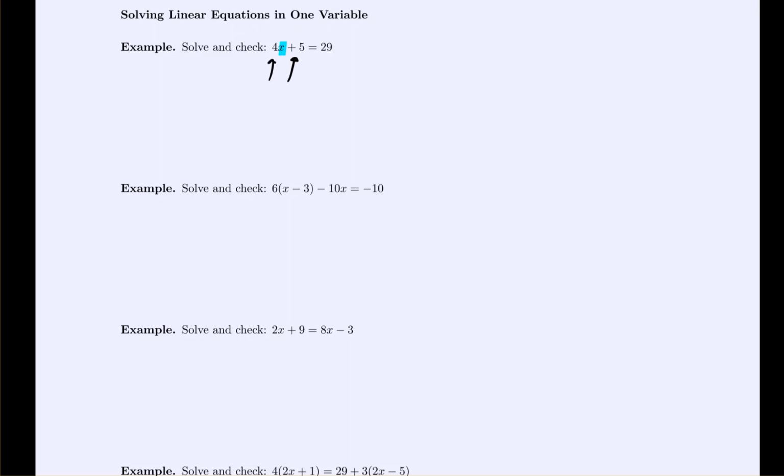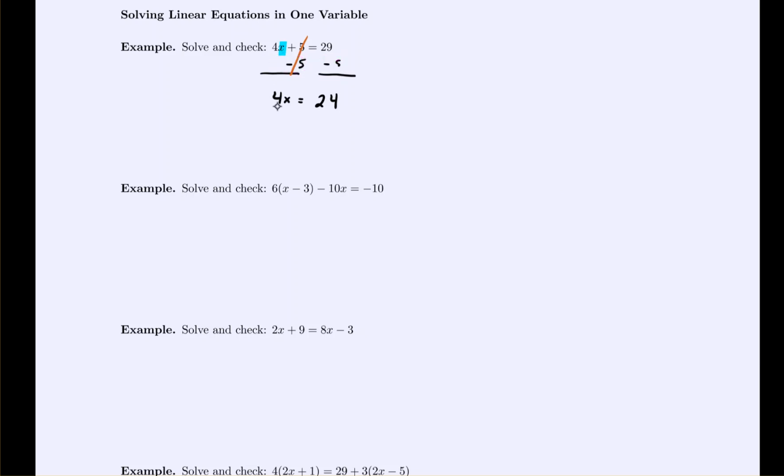We want to move the things that are farthest away from the x on its side. 5 is currently being added, so if we subtract a 5 from both sides, 5 minus 5 goes to 0, which would leave us only with the 4x on the left side. 29 minus 5 is 24. And what we see here is this is still an equivalent expression because what we did to one side, we have done to the other side.